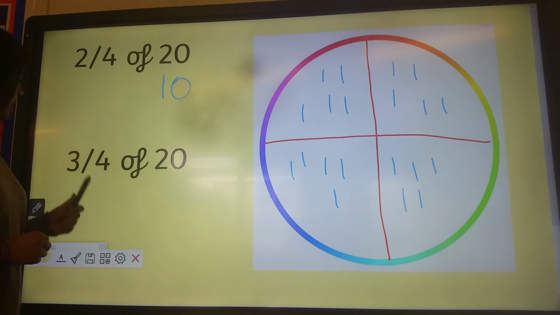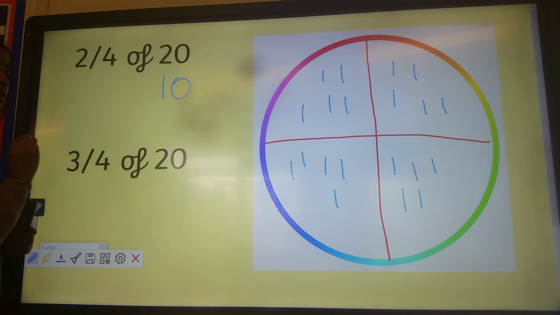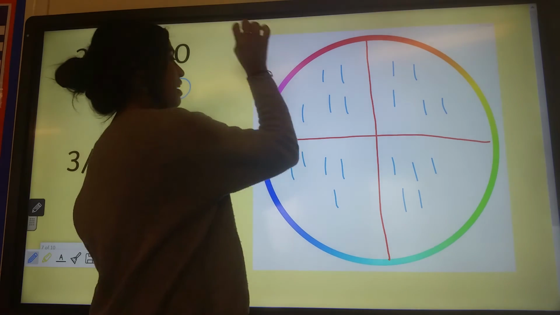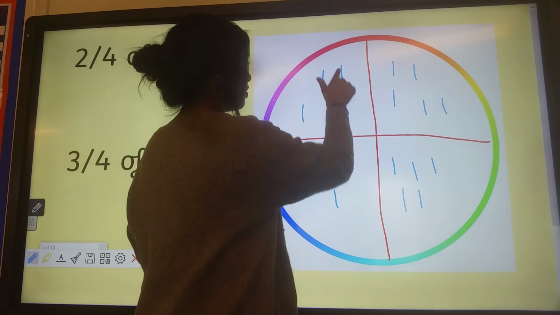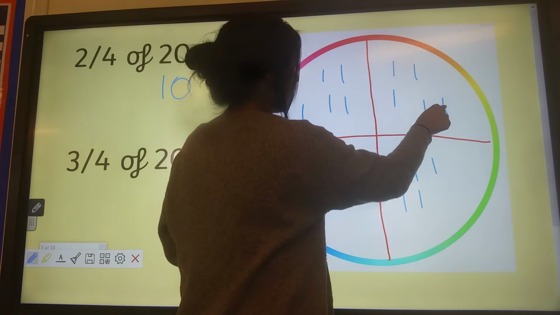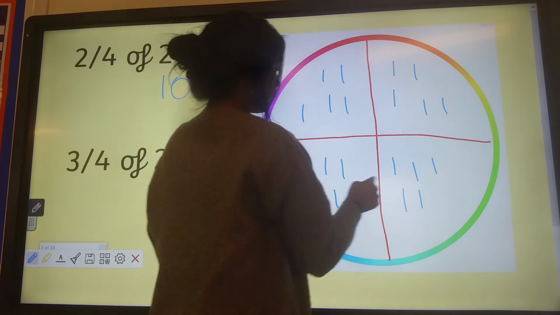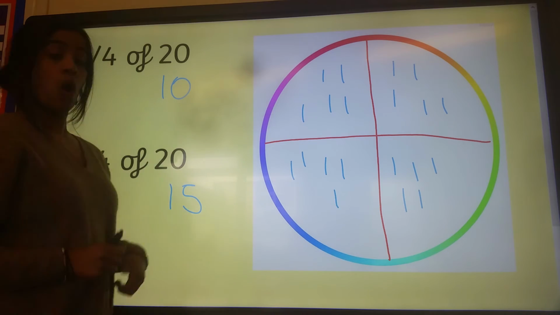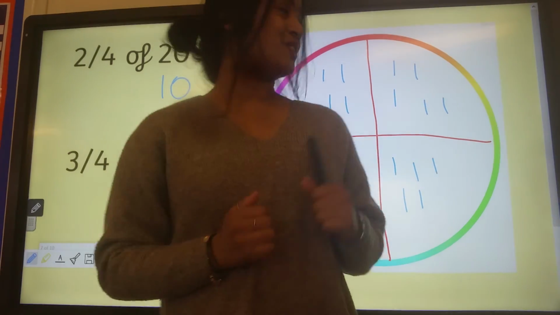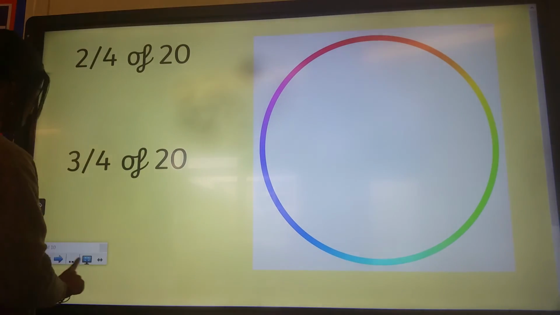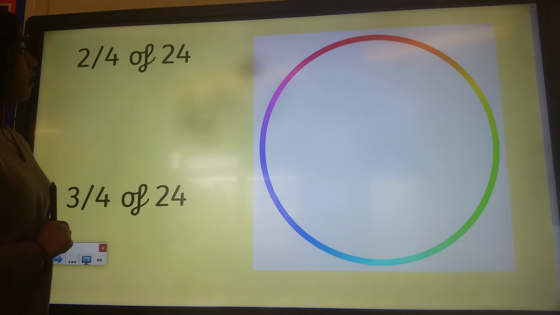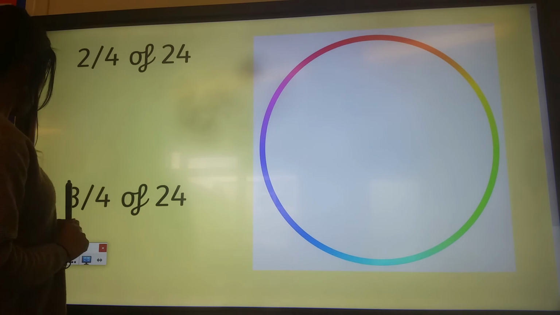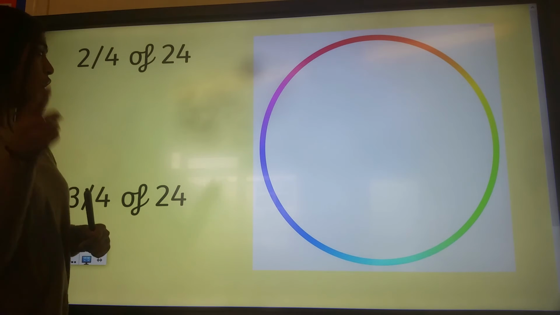I now need to calculate the answer to the next question. 3 quarters of 20. I need to count 3 quarters. 1, 2, 3, 4, 5, 6, 7, 8, 9, 10, 11, 12, 13, 14, 15. So my answer is going to be 15. Well done if you got that question correct. Let's go on to the next question. 2 quarters of 24, 3 quarters of 24. Off you go.